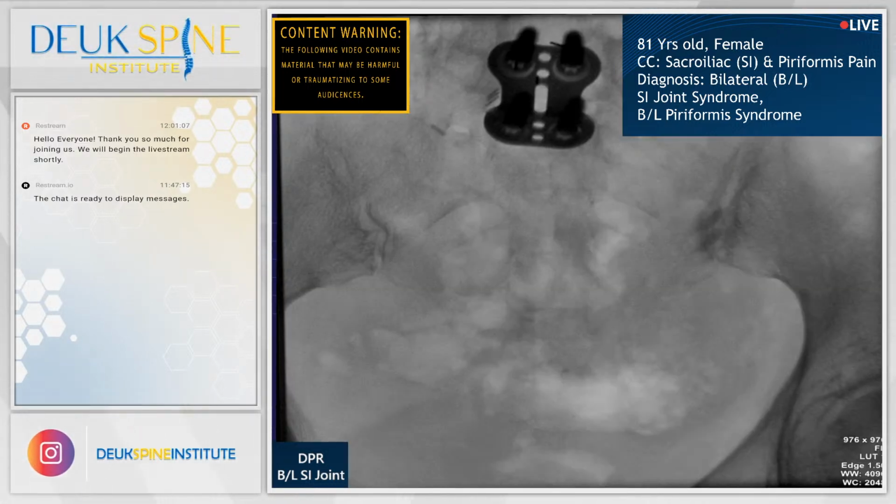Turns out she's got sacroiliac joint pain on both sides and bilateral piriformis muscle syndrome. So she has 4 sources of pain. 2 are the SI joint, 2 are the piriformis muscles. Henry, do you mind showing our audience the 30 different causes of chronic back pain?